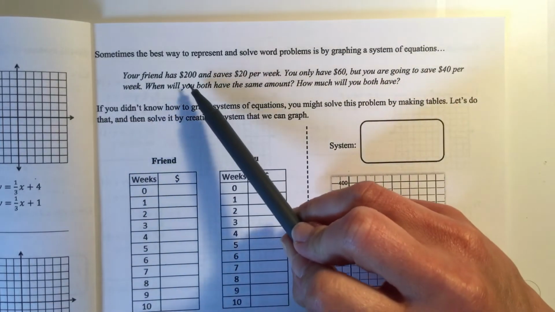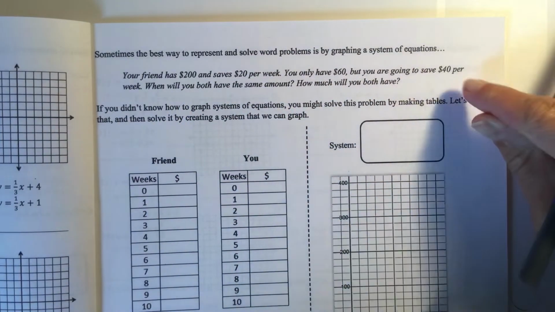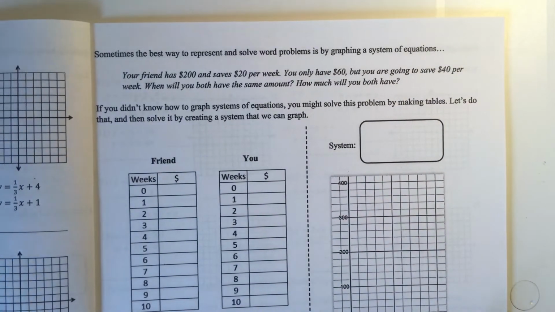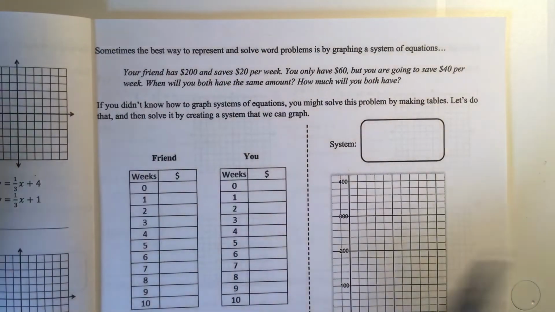Your friend has $200 and saves $20 per week. You only have $60, but you are going to save $40 per week. When will you both have the same amount of money? So you can create a table, or you could write an equation. Either way works. Okay, I know some of you probably want to jump to writing that equation because technically you guys can graph that already.